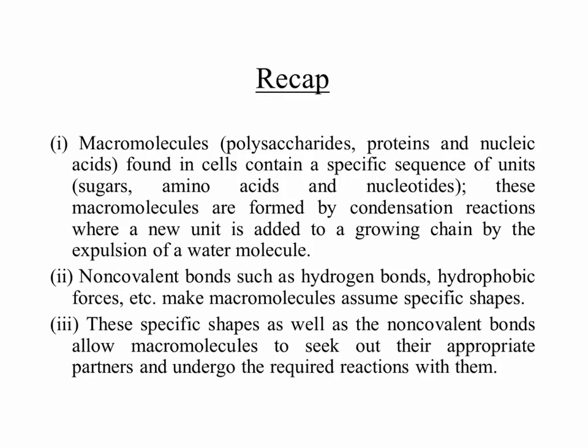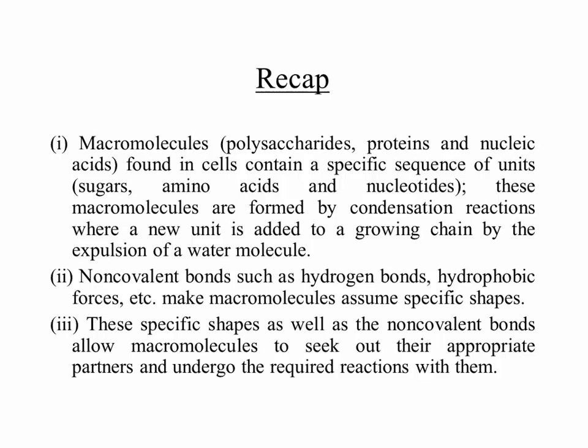So the recap of this chapter is that macromolecules, polysaccharides, proteins, and nucleic acids found in cells contain a specific sequence of units: sugars, amino acids, and nucleotides. These macromolecules are formed by condensation reactions, as I demonstrated, where a new unit is added to a growing chain by the expulsion of a water molecule. The reverse one is hydrolysis. Non-covalent bonds such as hydrogen bonds, hydrophobic forces, etc. make macromolecules assume specific shapes.